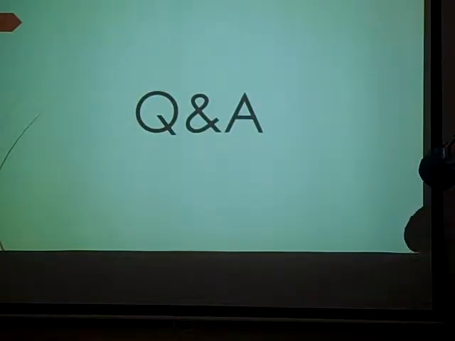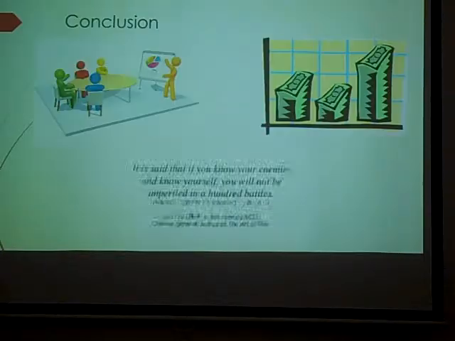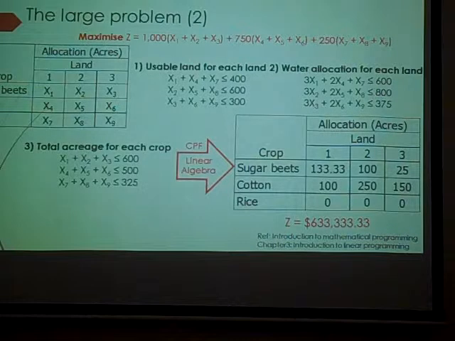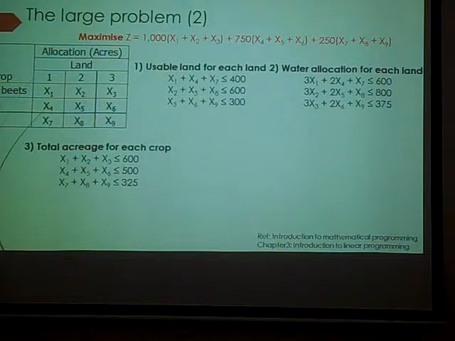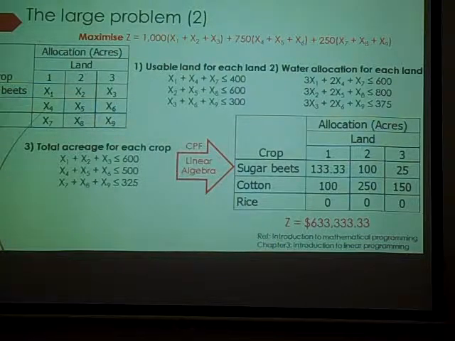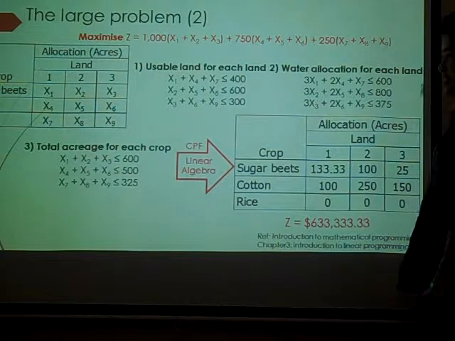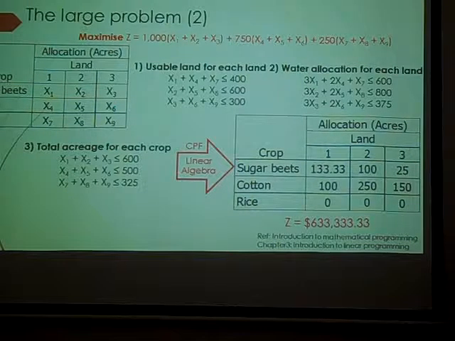Whilst you're thinking, can you go back to the slide with the rice and the sugar beet? Yeah, that one there. So you've got no rice at all. So in linear programming, everyone would be eating sugar beets and cotton.